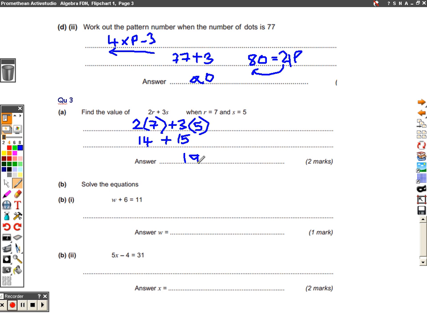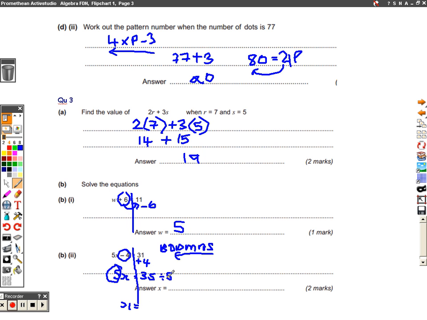Okay, solve the equations. To solve, put a line down and rearrange. Plus 6, remember, if you change side, change sign. Minus 6. So 11 take 6, w is equal to 5. Put your line down again. Always go BODMAS backwards. Okay, so minus 4 changes to plus 4. 5x is equal to 35. X is equal to, your 5 needs to come across and becomes divide by 5. X is equal to 7.